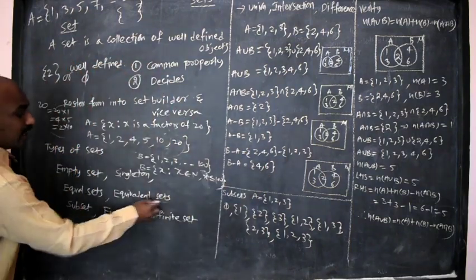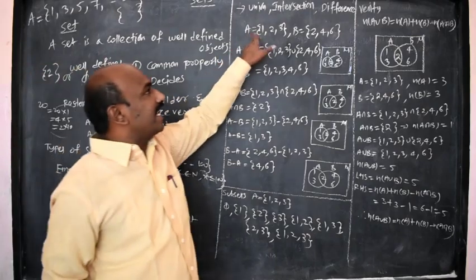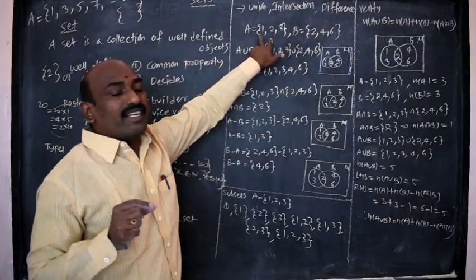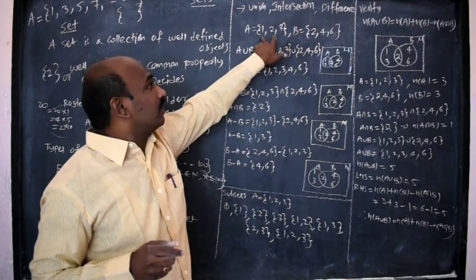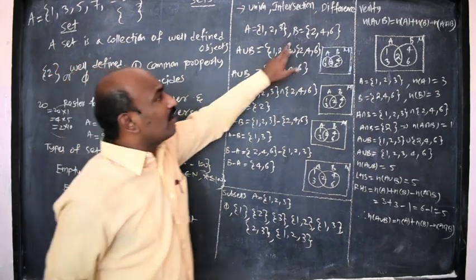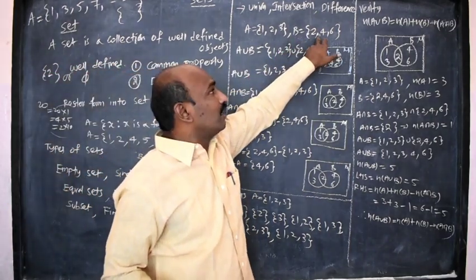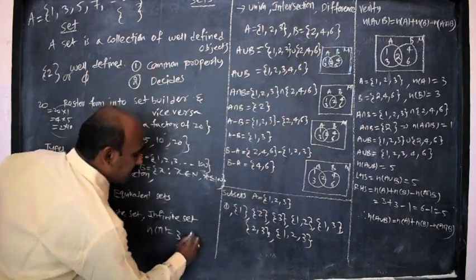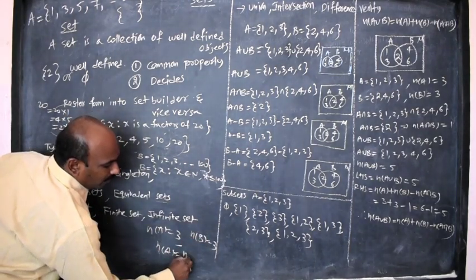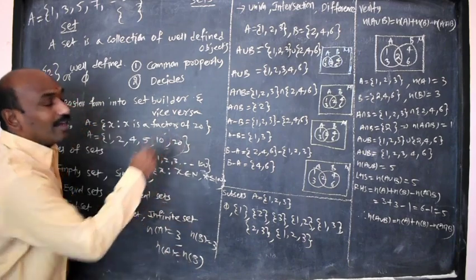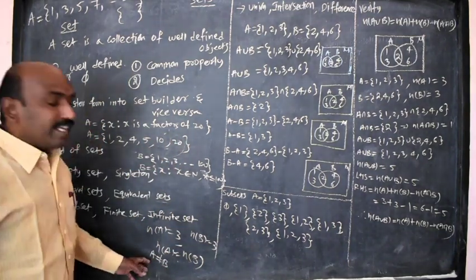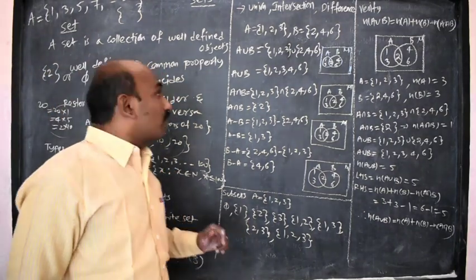If you go to equivalent sets, take A equal to {1, 2, 3} and B equal to {2, 4, 6}. The number of elements present in set A is 3, so we can write n(A) is 3. The number of elements present in set B is also 3, so n(B) equal to 3. We can say that n(A) equal to n(B), then both are equivalent sets. A is not equal to B here. If A equal to B, then we can say they are equal sets.